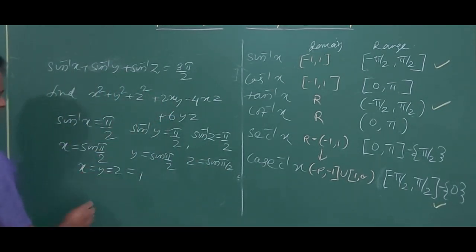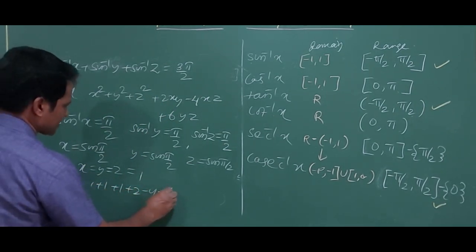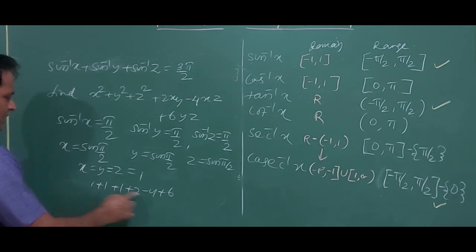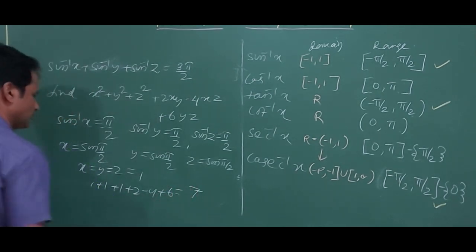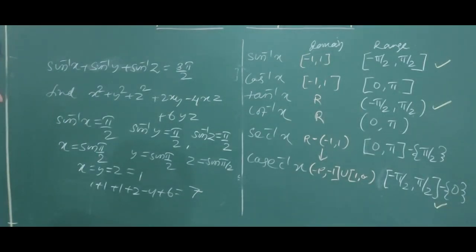I replace the values here. The answer is 1 plus 1 plus 1 plus 2 minus 4 plus 6. 8, 11, 7. Alright, the answer is 7. Okay, fine.